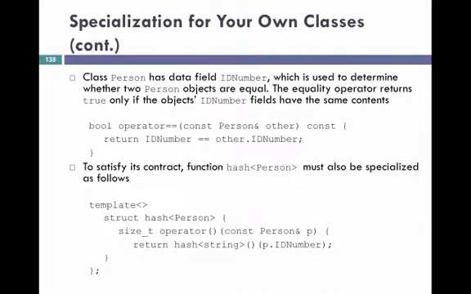So class person has a data field ID number, which is used to determine whether two person objects are equal. And the equality operator returns true only if the objects' ID numbers have the same contents. And here's our overloaded equality operator for class person. Now, to satisfy its contract, the hash function of a person must also be specialized as follows, because we want two person objects that are equal to have the same hash code.